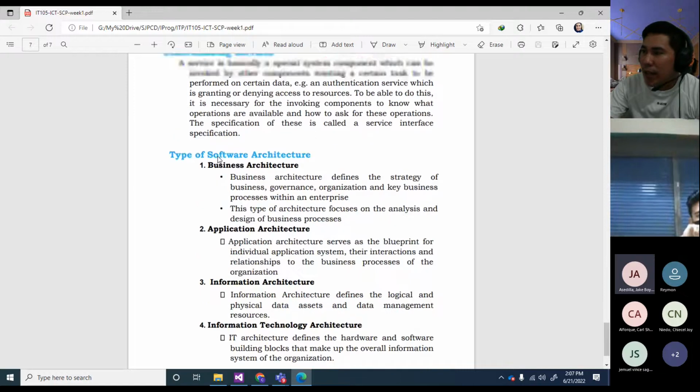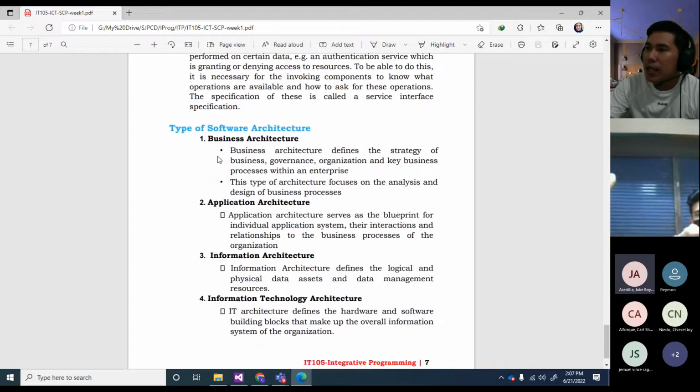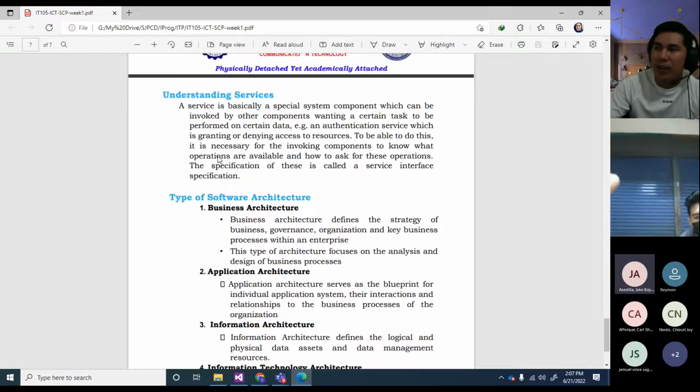So now let's discuss the types of software architecture by virtue of services.